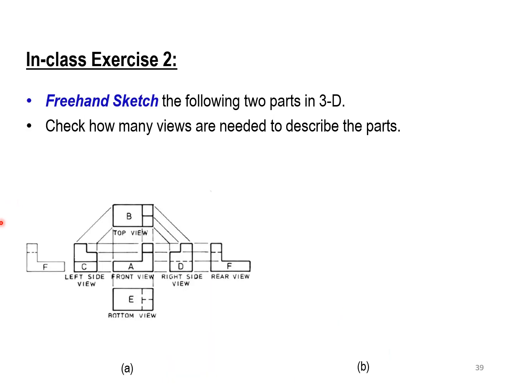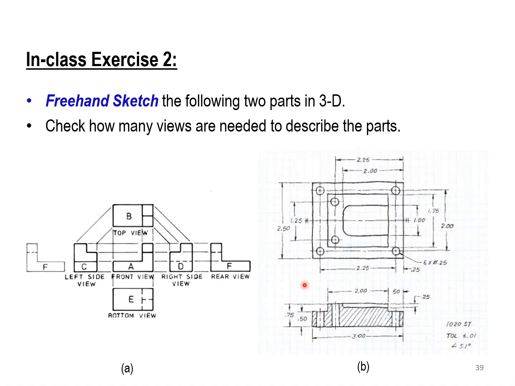Okay, another in-class exercise is making a freehand sketch of the following two parts in 3D. This is part number 1 and this is part number 2. Have a look at them, make your inspections, and then try to make a 3D model of both. It's not that hard a task, and we can work on it together.